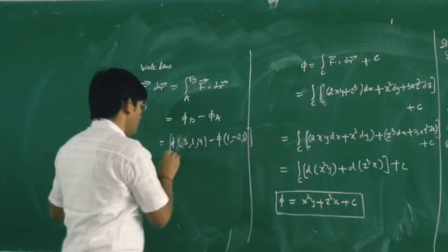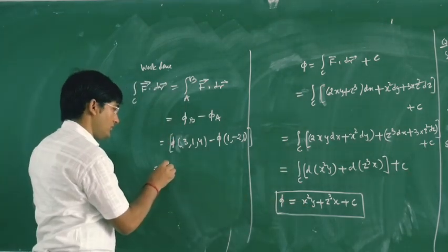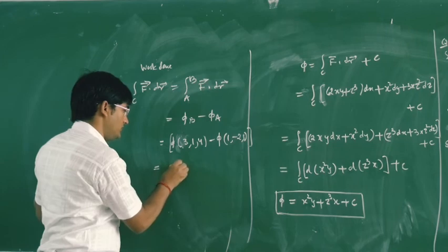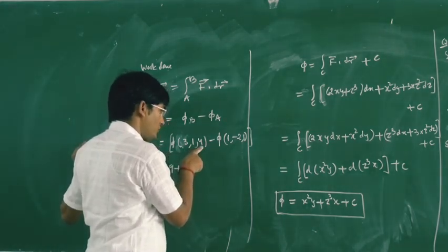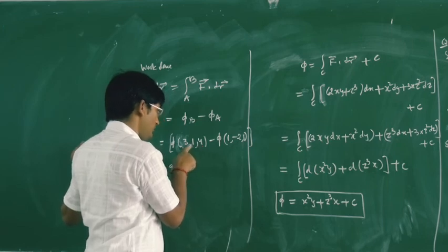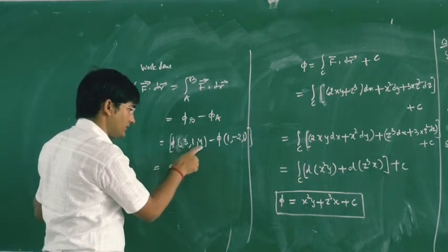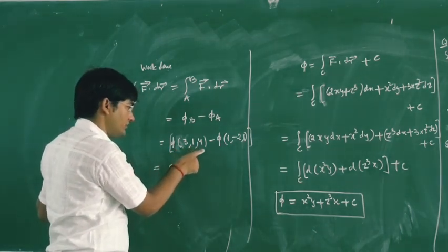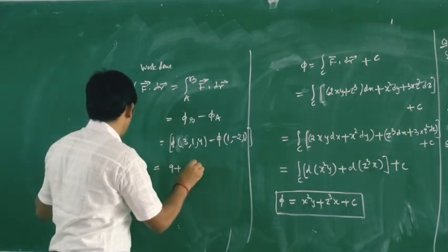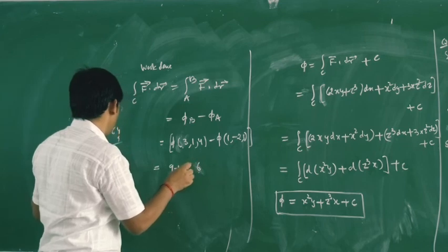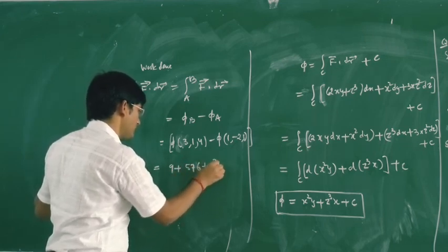and this is equal to, just put x equal to 3 and y equal to 1. So the first term will be 9, plus put z equal to 4, so this will be your 64 into 3. So the first term is x square into y, and the second term is z cube x, that means 64 into 3, which is 192. So this will be your 9 plus 192, that is 201, plus some constant of integration.